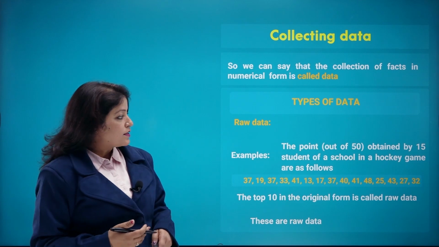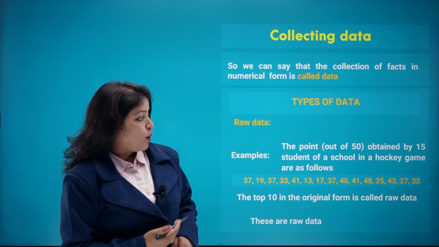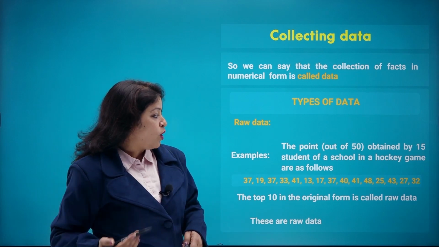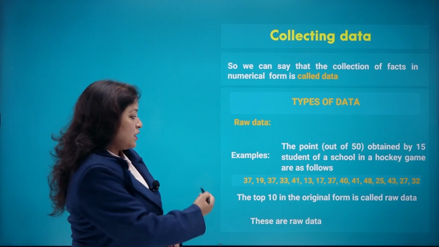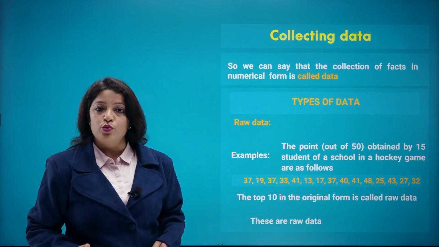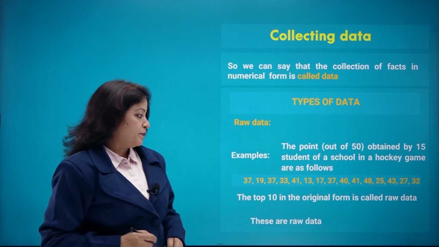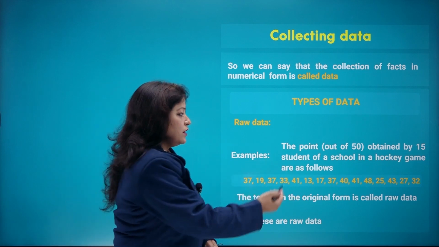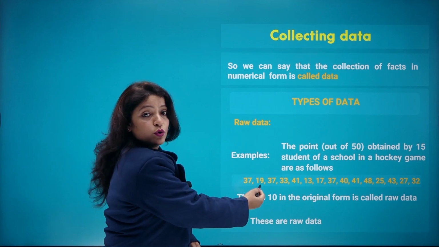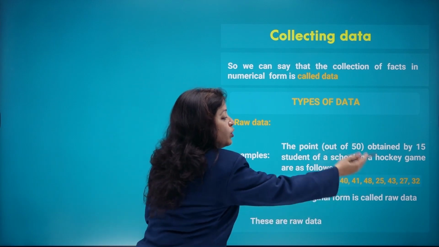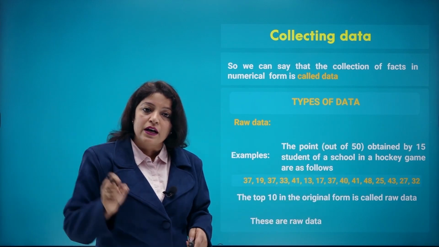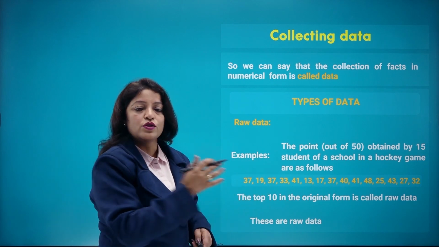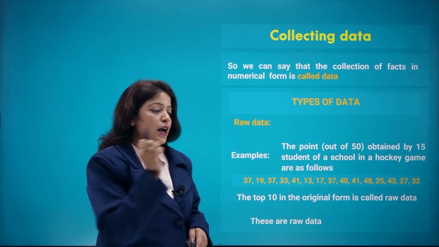So, in the same way we can say, for example, if I take the points out of 50 obtained by 15 students of a school in a hockey game, they are here as follows. This is the score of 15 students which they have scored out of 50. Now, in the original form, like I have just written that first player scored this much, second player scored this, third scored this, fourth, and so on, right? This is simply a collection of data. I have just collected the data and it is written over here. It's not arranged, it is not organized, just collected and written.